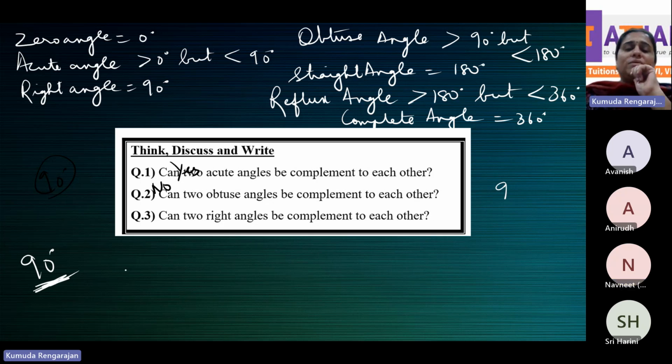Those two angles are complementary angles. Can two right angles be complement to each other? No, because one right angle itself is 90, another one is 90, and 90 plus 90 is 180. They are not complement to each other.